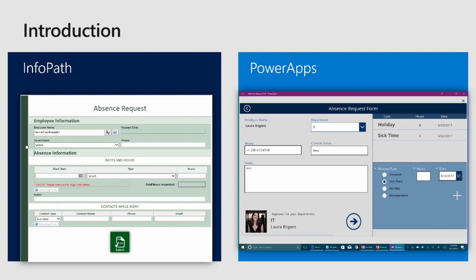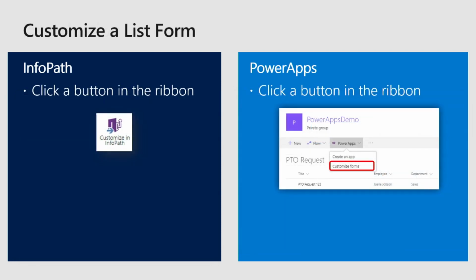PowerApps has a bit more of a modern look, but they both have this surface where it's WYSIWYG, what you see is what you get, as you build your apps or forms. As we go through this slide deck, InfoPath will be on the left and PowerApps will be on the right. I'm going to go through all this different terminology, and you'll visually see what I'm referring to on the side of the screen.